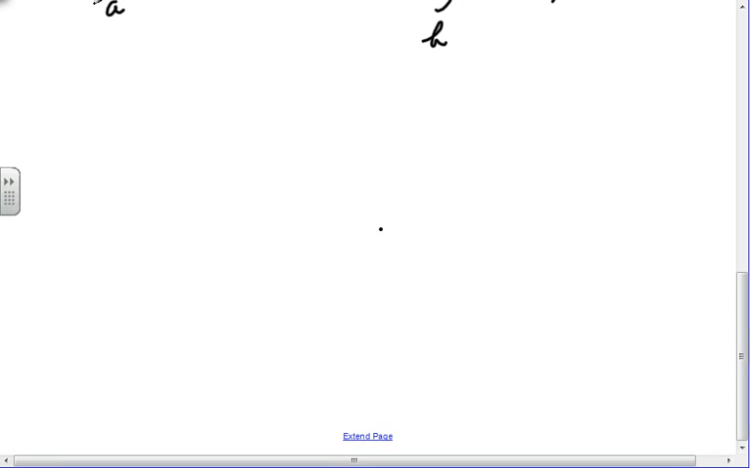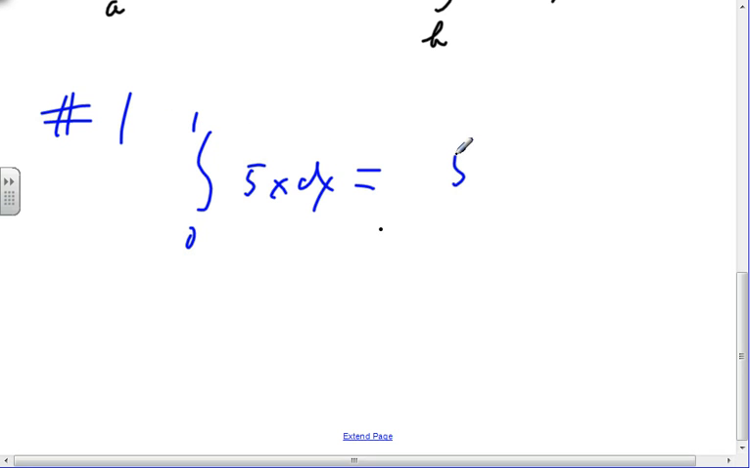So we're looking at problem number 1. I want the integral from 0 to 1 of 5x dx. All right, so I got 5x squared over 2 evaluated at 0 and 1. When I put a 0 in, I'm going to get 0, so 5/2.